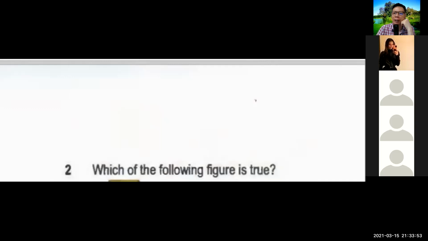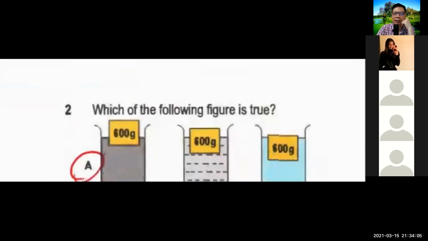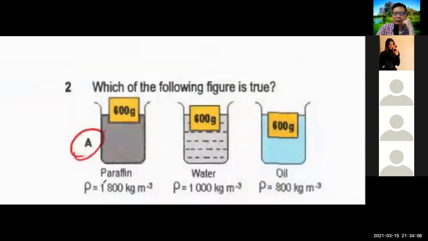Chao Xian, which one is the answer? A. Yes, correct. Answer A is the best answer. This one has the highest density. When density is high, it cannot sink, so it floats very high. This one floats at medium level. This one sinks deeper. This one has very low density, so it will sink a lot.